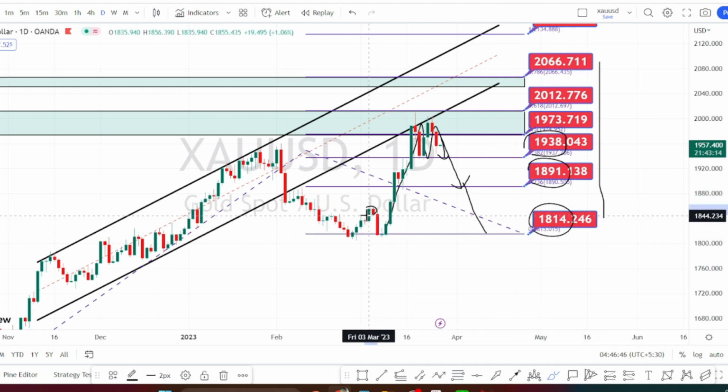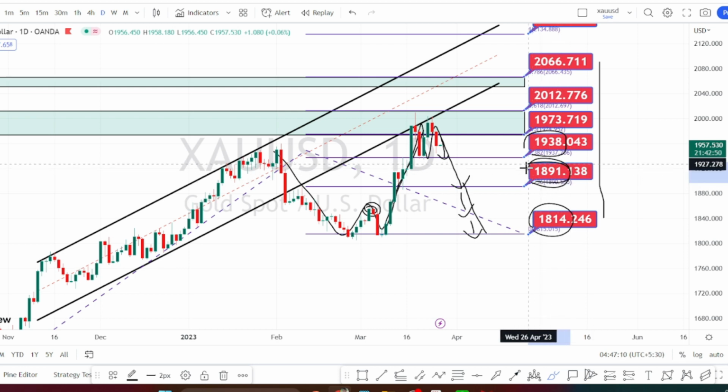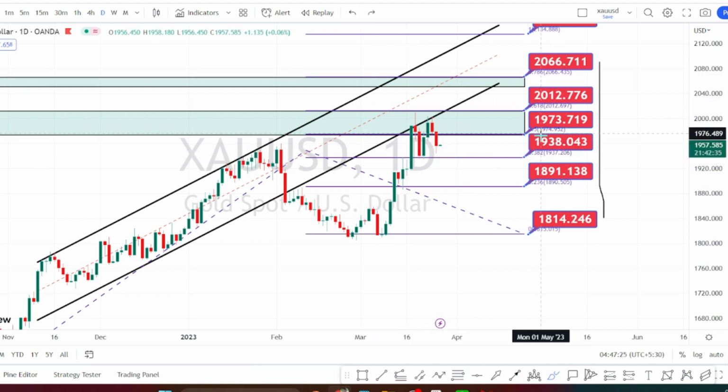Here we also have the neck level of the double bottom pattern, so we have to wait for the price action to break this neck level, which is going to be around 1858 or 1860, in order to get confirmation of the continuation of the bearish trend in the daily time frame. But again, this level of 1891 is going to be the first target if the price action breaks this support level of 1938. And on the bullish side, if the price action breaks this resistance level of 1937, the next levels of resistance are going to be around 2012 and 2066.